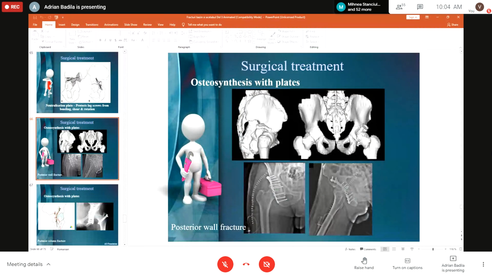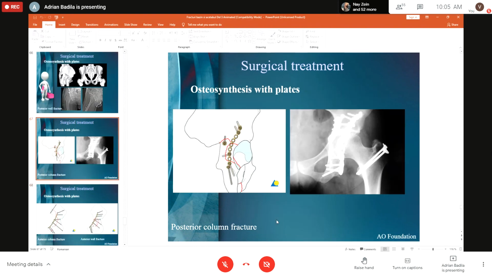Another example, here we have the preoperative three-dimensional reconstruction on a CT scan, and we can see a fracture of the posterior wall at this level, and these are the postoperative images after reduction and osteosynthesis with a long plate and screws. A fracture of the posterior column after reduction and osteosynthesis with 2 plates and screws.